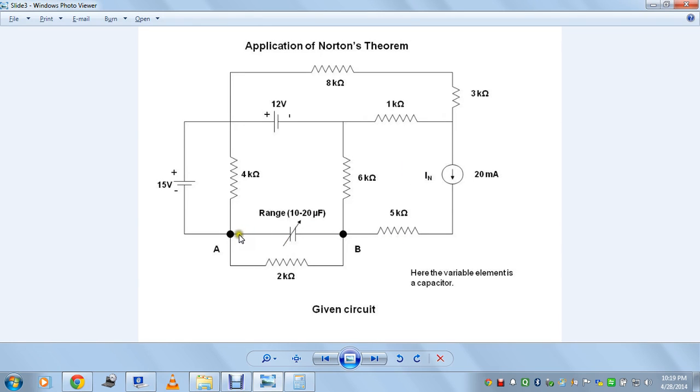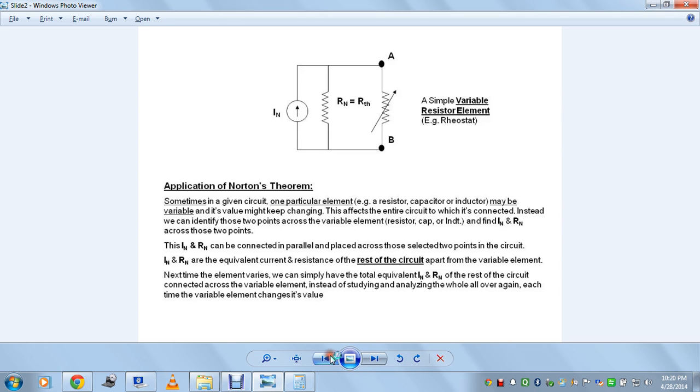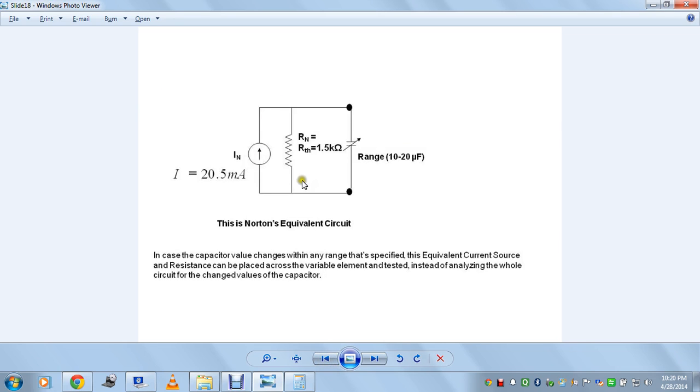You just have to take this element separately and keep it apart, find the equivalent resistance and the equivalent current flowing through this particular element, and connect them in parallel with this variable element in a similar fashion like this, and you would result in a network like this one, which is nothing but a resistance and a current source. This current is nothing but the current flowing through this element, and this is the resistance of the entire circuit apart from the variable element. This is the Norton's equivalent circuit.